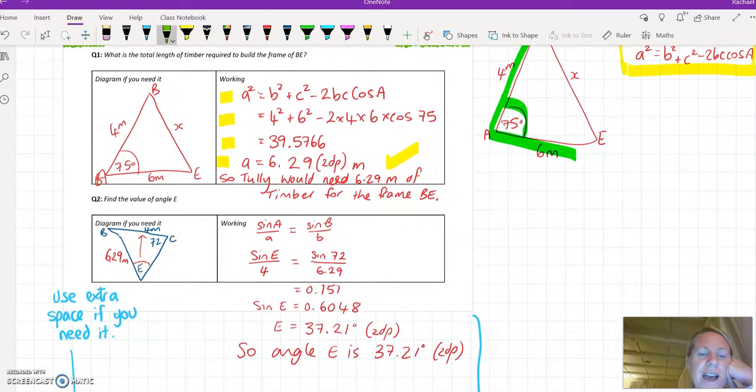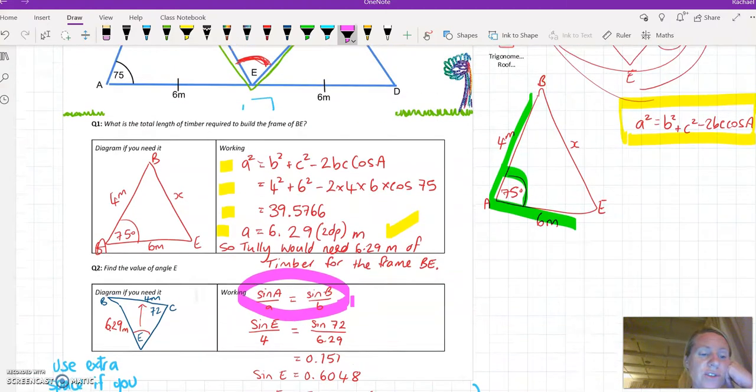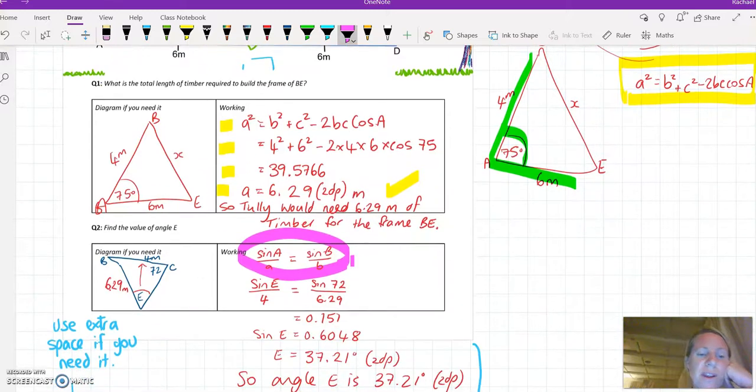Remember, this is the one where our capital letters, our angles, go on the top. So they're the numerators of these fractions. So it's this version of the rule here: sine A over a equals sine B over b. So we've drawn our diagram. Notice on the left-hand side, I've just drawn that triangle again, just all by itself without all the other stuff to get me confused. So I've just written in the bits we know, the 72 degrees, the 4 meters, and the 6.29 meters. Sorry, my drawing's really rough.